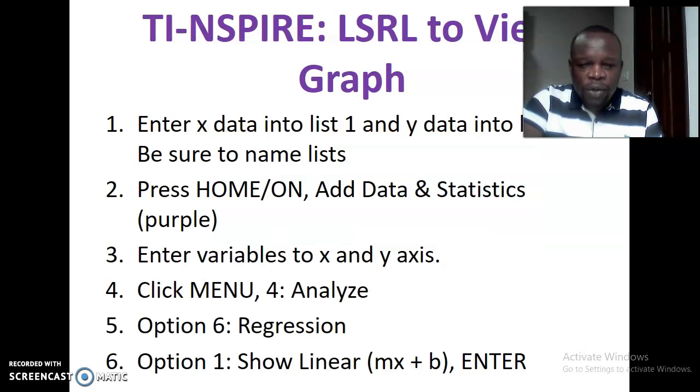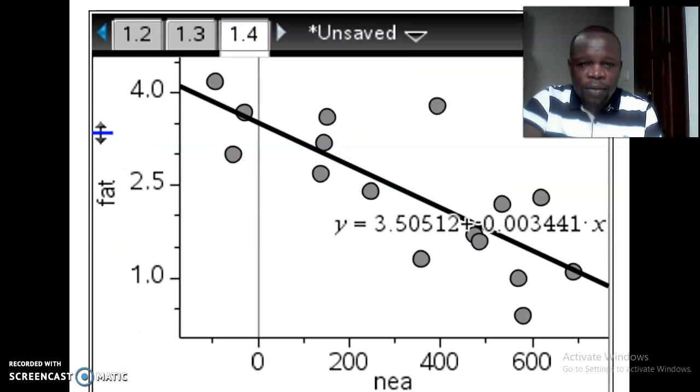Again, this is how to go about it on the TI-Inspire. Then it will give you the graph with your least squares regression line there. So some of the points will be above the line, some of the points will be below the line.